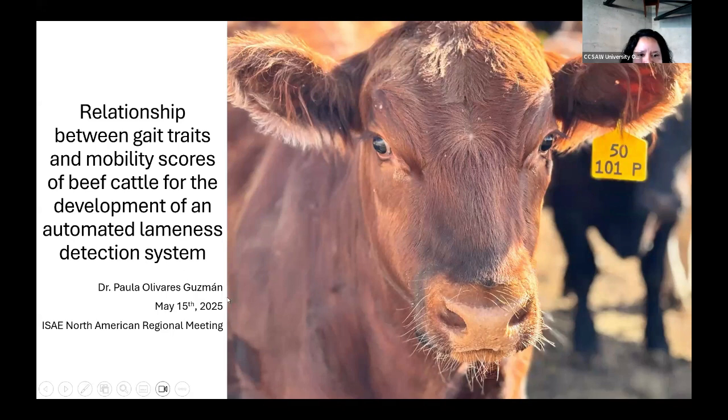Just trying to find the mouse here. Ah, that's why I can't find it. There we go. Okay.